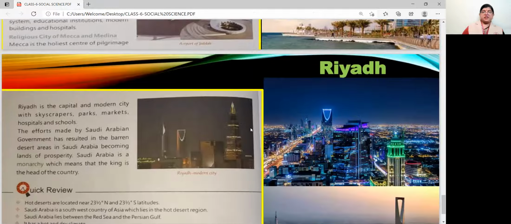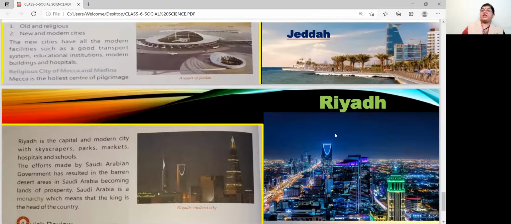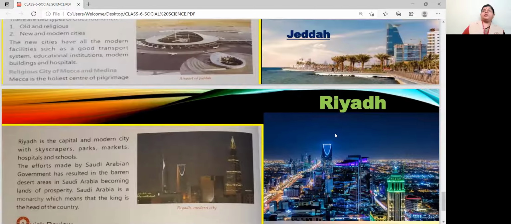Now, Riyadh is the capital and modern city. This is a modern city. Mecca and Medina are the old and the religious cities. And Riyadh and Jeddah are the modern cities. Getting my point? These are the modern cities with skyscrapers, parks, markets, hospitals, and schools.